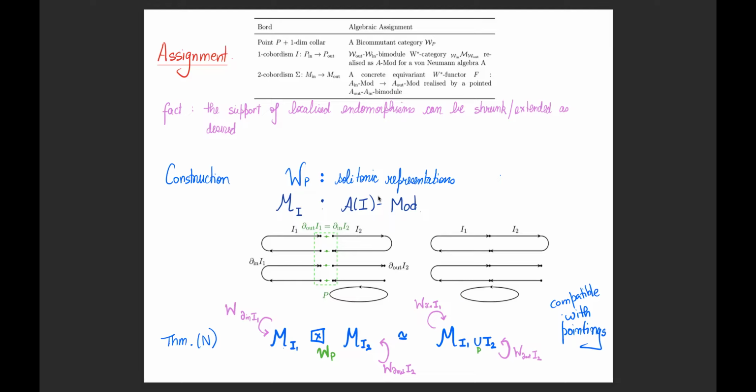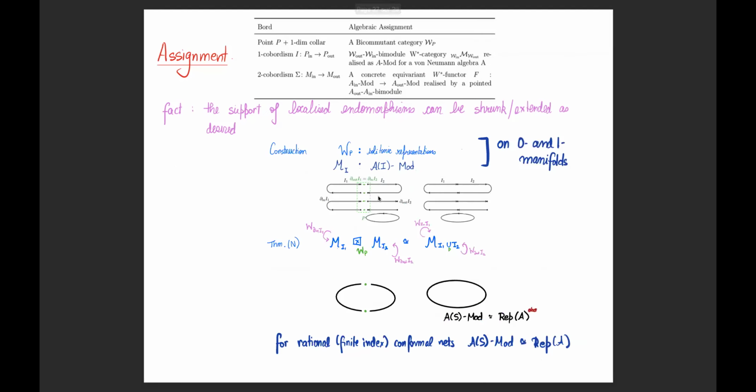And this is also compatible with the pointing. So all MI1 is a pointed category in the sense that it arises as an algebra, like a module over some algebra. And the pointing, this process is compatible with the pointings. And now you can ask me, okay, what happens when you actually try to do it on two elbows and create a circle.